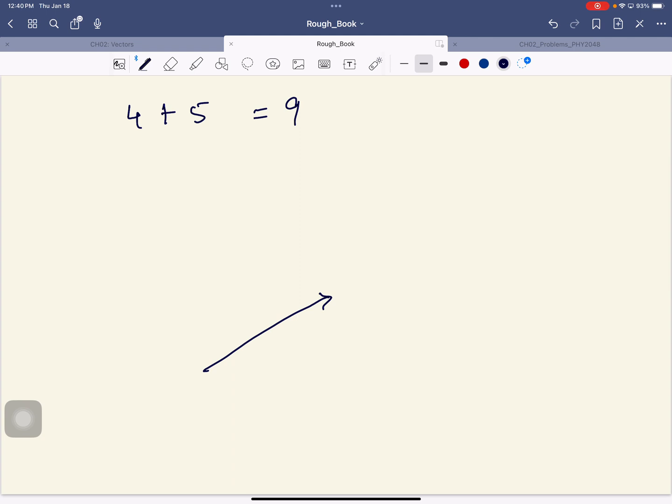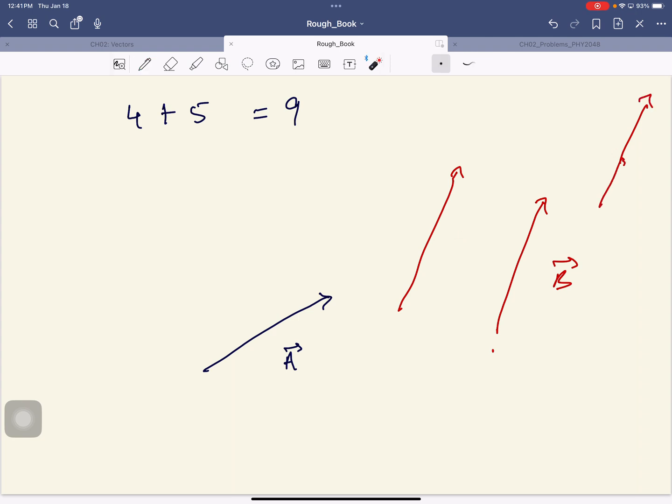All right, so here's a vector A, and here's a vector B. Now one property about vectors is you can move the vectors parallel to itself, and this vector is equal to that vector. As long as their magnitudes are the same and they're pointing in the same direction, these vectors are the same.